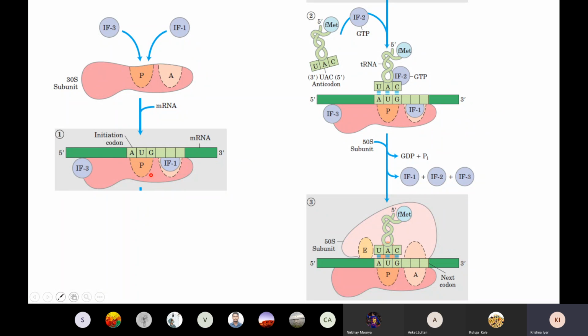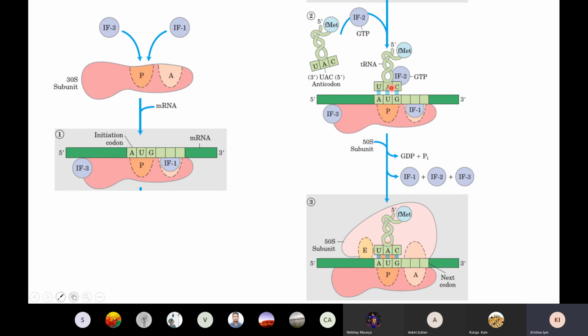Okay, so now once that AUG is placed on that P site correctly, then the initiation factor 2, which has a bound GDP, comes in, and it also recruits this fMet tRNA. Okay, what is fMet tRNA? This tRNA is loaded with formyl methionine, and it brings it all and makes it bind perfectly to this AUG start codon by the complementary base pairing present in the anticodon region.